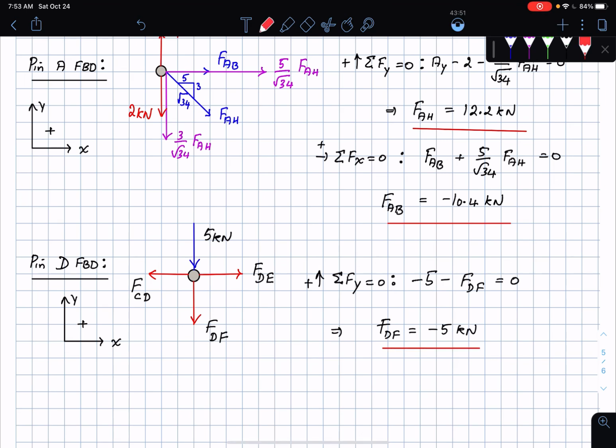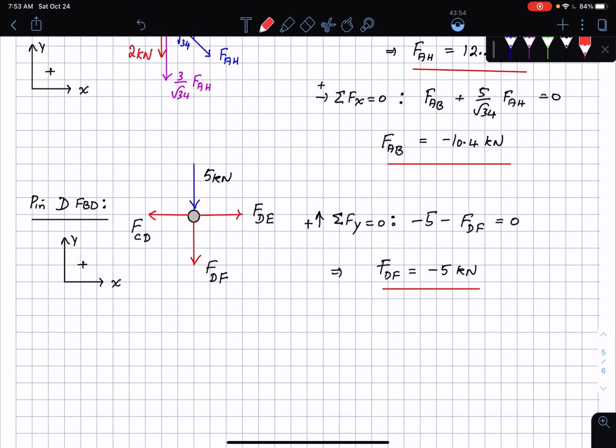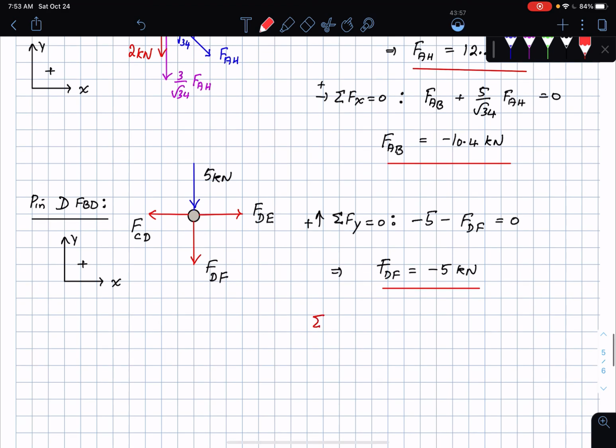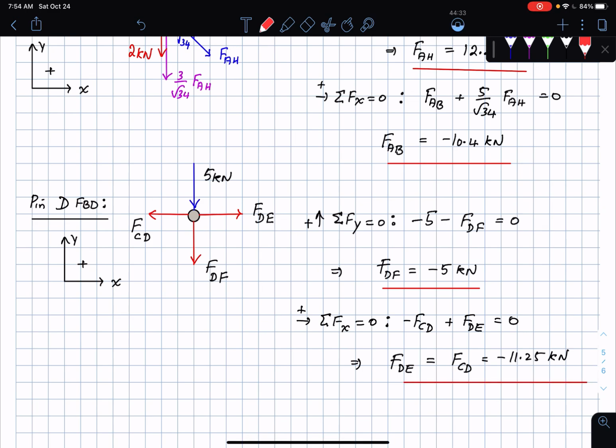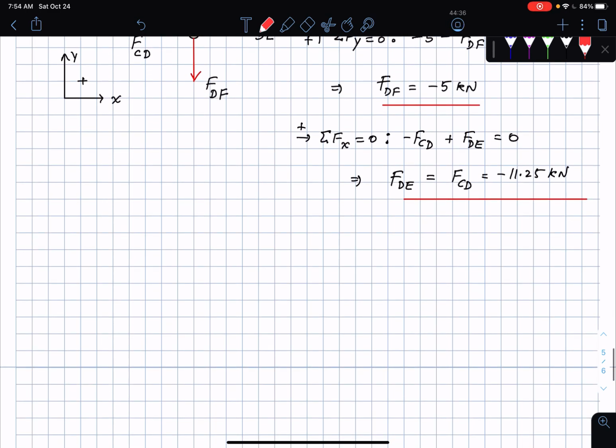And you can also see that since I already know CD, I did calculate CD, so I could sum forces in the x direction equal to 0 if needed. I mean, it's not needed in the problem, nobody asked me. I'm going to have minus FCD plus FDE is equal to 0. So obviously FDE is equal to FCD, and FCD we had obtained as minus 11.25. So FDE is equal to FCD is equal to minus 11.25 kilonewtons. This is not needed, this is not asked in the problem, but I'm just writing it out here. And then eventually I write out all my answers. Okay, so my answers are the following.